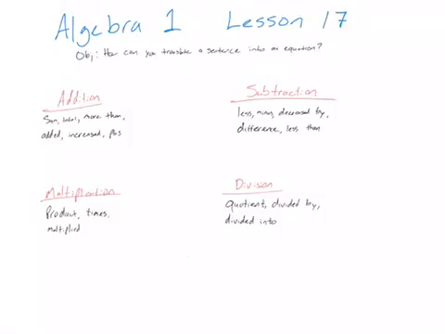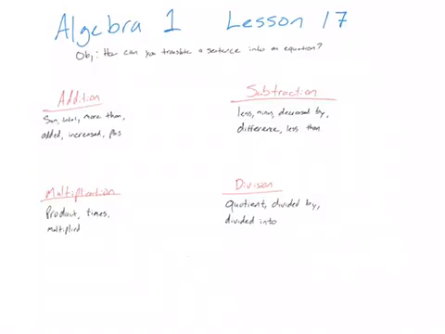Why hello Algebra 1 students, this is lesson 17 and our objective is how can you translate a sentence into an equation. So by the end of this you should be able to at least attempt to change sentences into an equation.